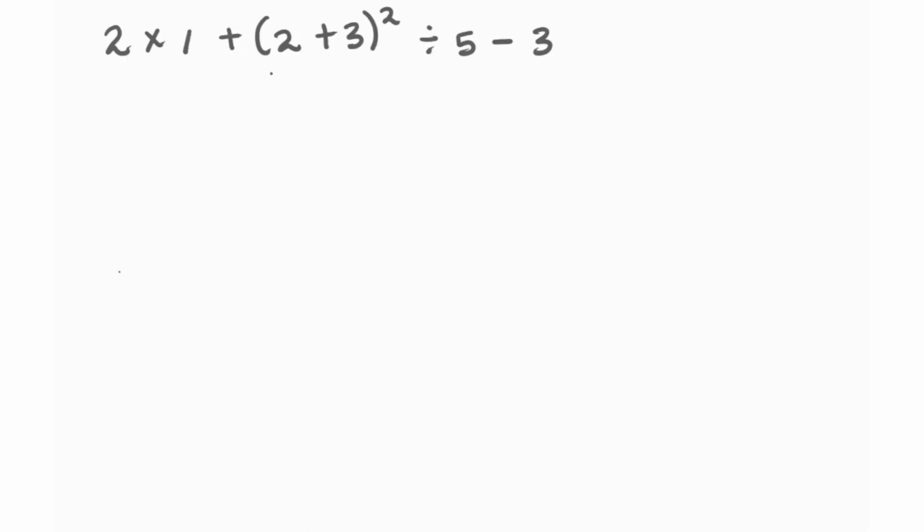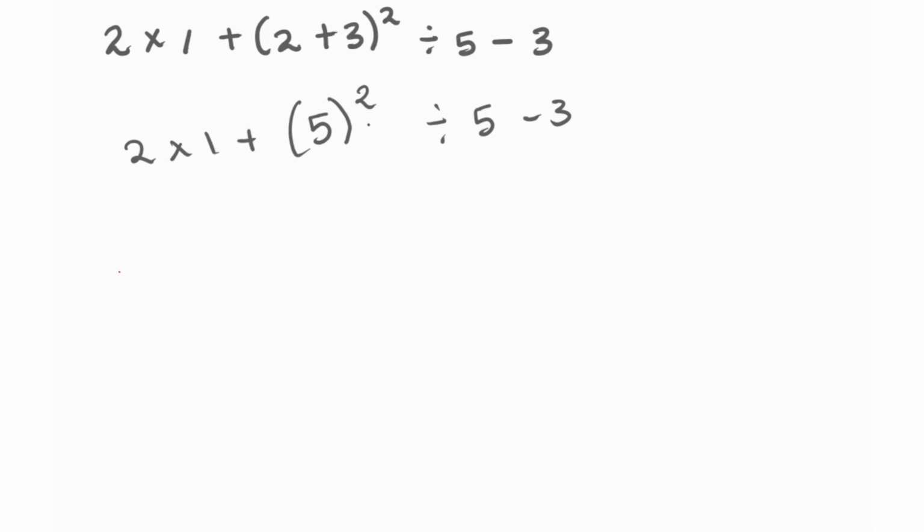Let's take a look at the second example that we have here. As you can see in this question, we have brackets. So we're going to start with brackets according to BODMAS. Let's simplify what is inside the brackets. So 2 plus 3, we get 5 to the power of 2. Let's just take down the question the way it was.